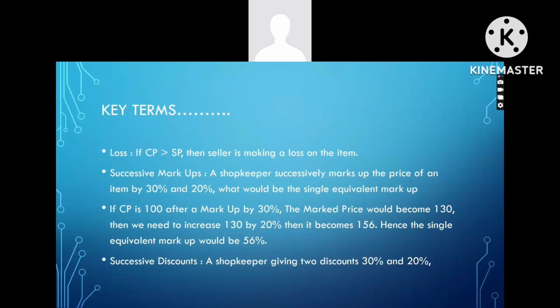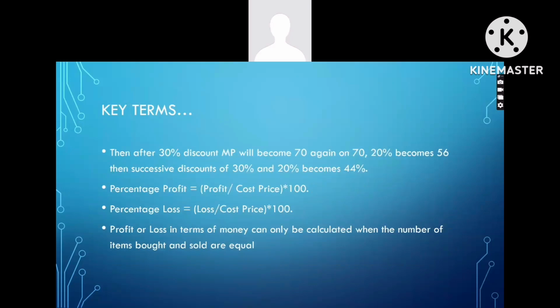Next comes successive discounts. A shopkeeper gives two discounts, 30% and 20%. Then after a 30% discount, MP will be 70. Again on 70, a 20% discount gives 56. Then successive discounts of 30% and 20% become 44%.